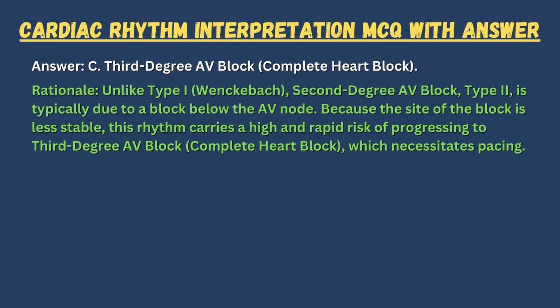Rationale. Unlike type 1 Wenckebach, second-degree AV block, type 2, is typically due to a block below the AV node. Because the site of the block is less stable, this rhythm carries a high and rapid risk of progressing to third-degree AV block, complete heart block, which necessitates pacing.